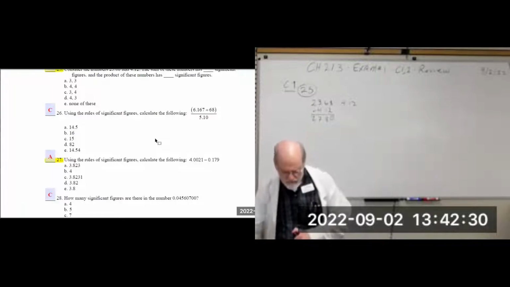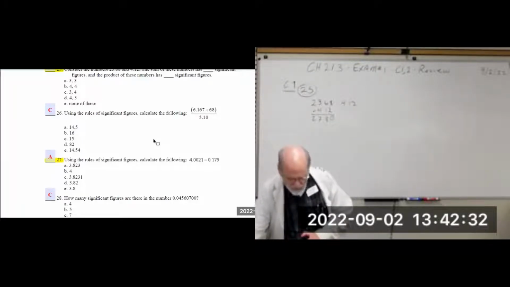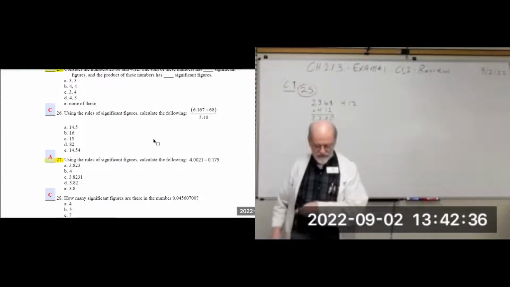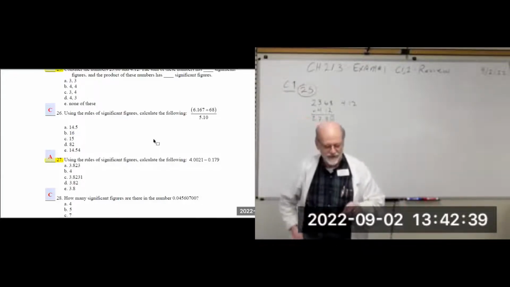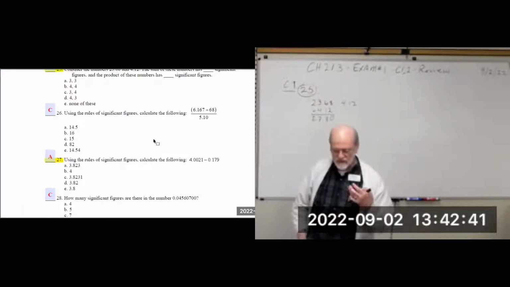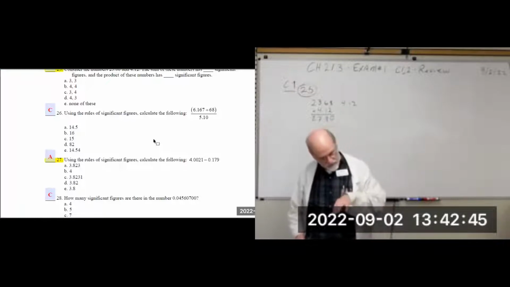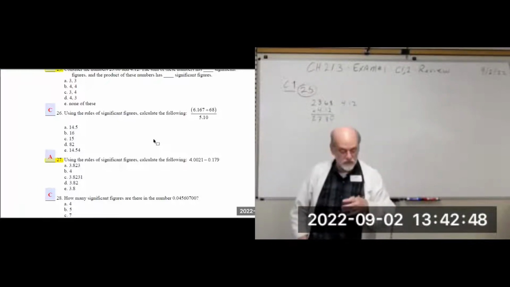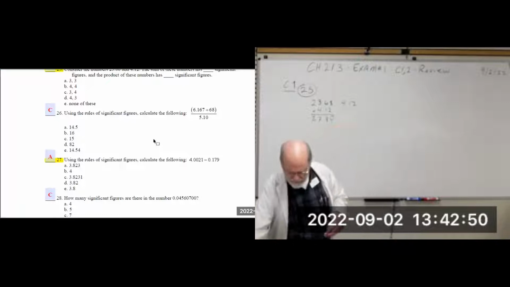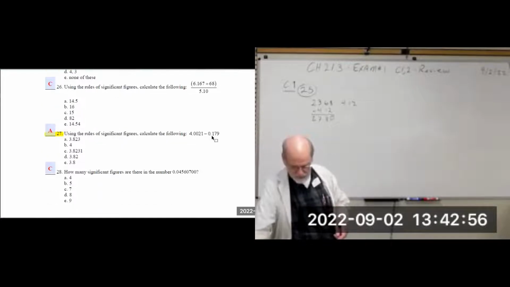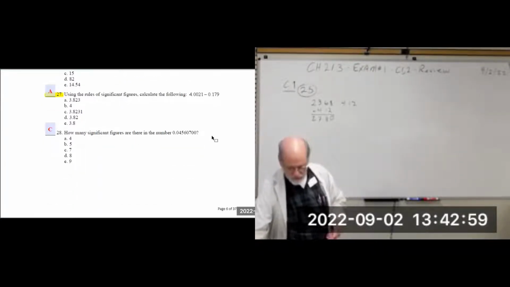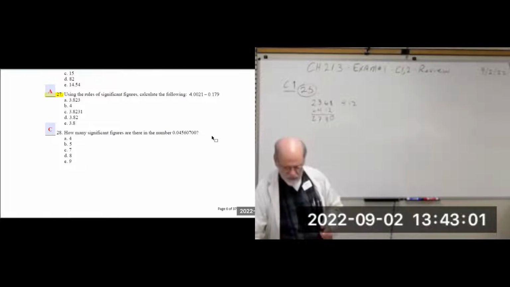Oh, this is one. No, that's not the right one. In my other class, I do the same. They get the same spiel as you do. Somebody asked me about a complex calculation where you have both sets of rules to deal with. And it's like this one, but the one they used is further down. So when I get to it, I'll stop and make a point. Using the rules of significant figures, calculate the following.